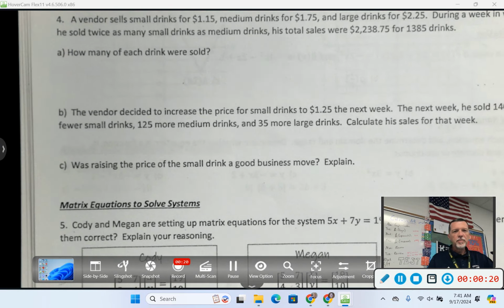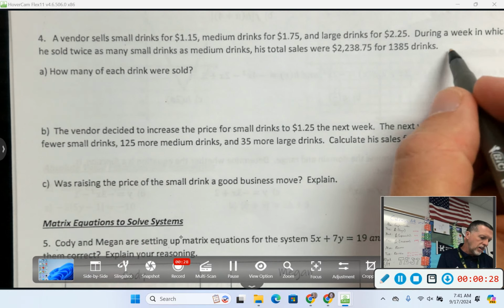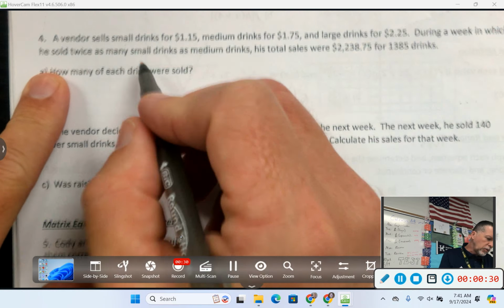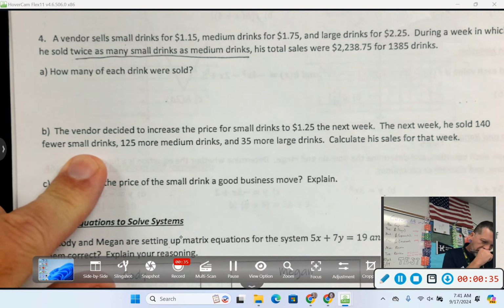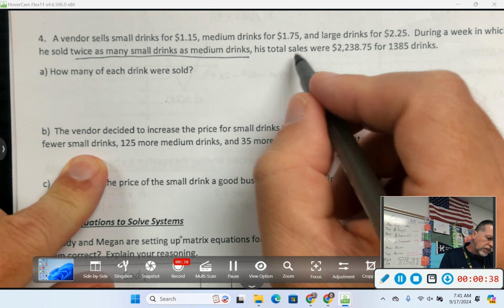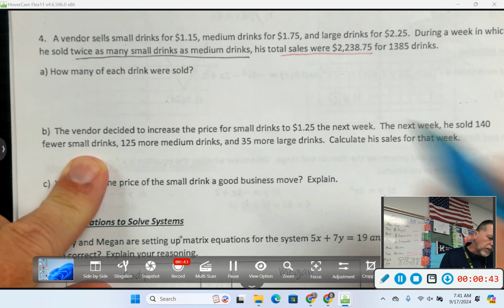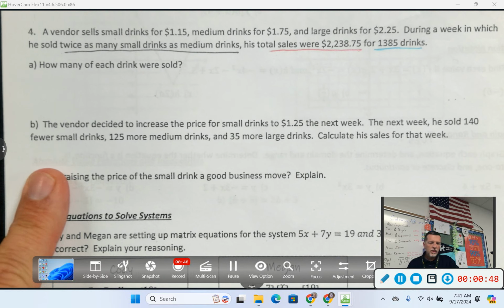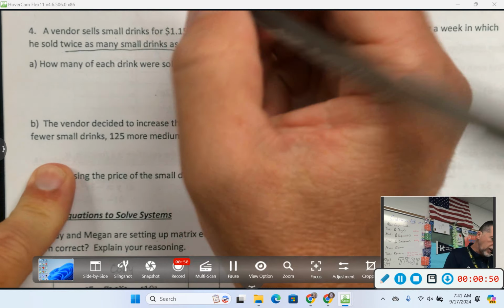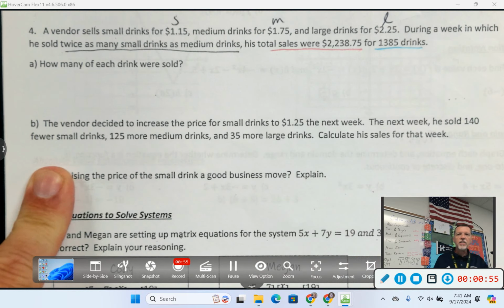So, 4. A vendor sells small drinks for $1.15, medium drinks for $1.75, large drinks for $2.25. During a week in which he sold twice as many small drinks as medium drinks, his total sales... they're like squeezing 3 equations into one statement here. Total sales was that much, and total number of drinks was that much. Okay, so I'm pretty sure we're going to go small, medium, and large, SML.